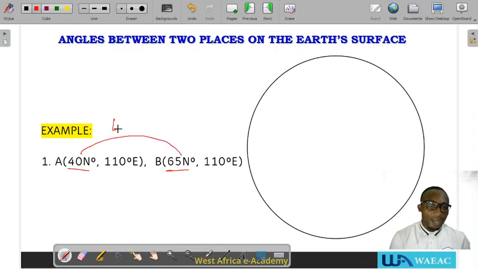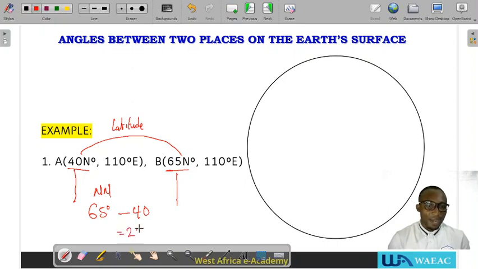This is latitude. So the angular difference is on latitude, and because this is north and this is also north, they are in the same direction, so we are going to do 65 degree minus 40 degree. So that will give us 25 degree. So our angular difference is 25 degree.